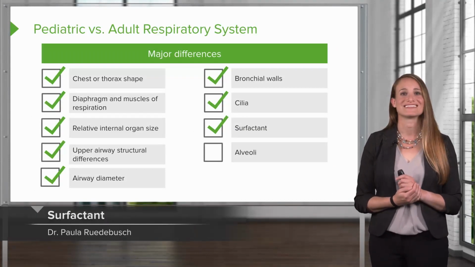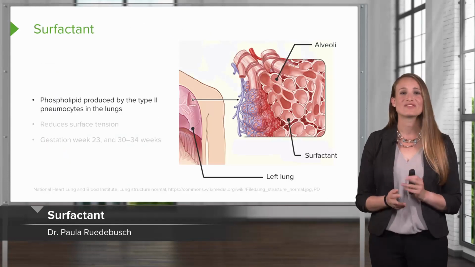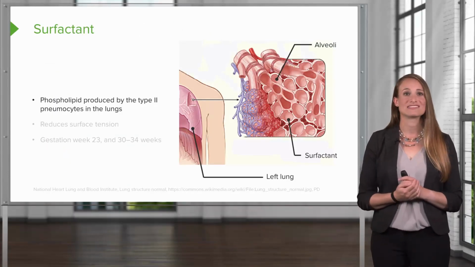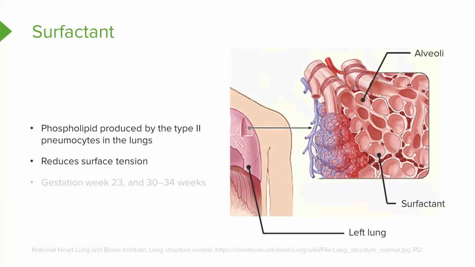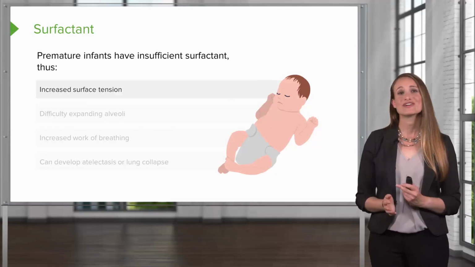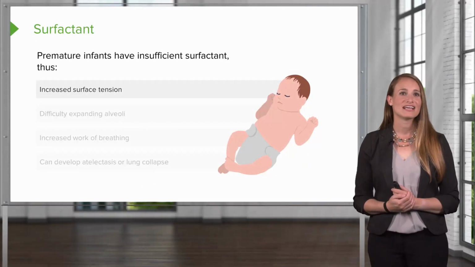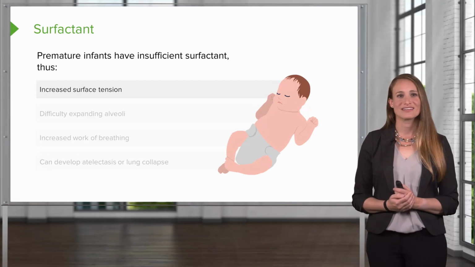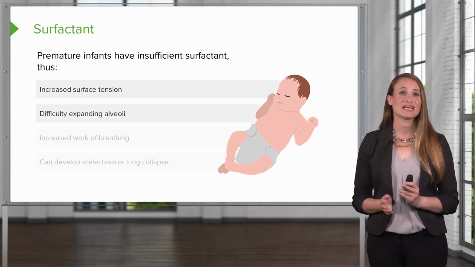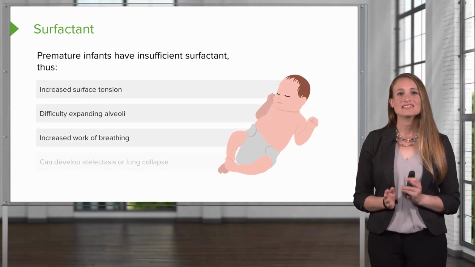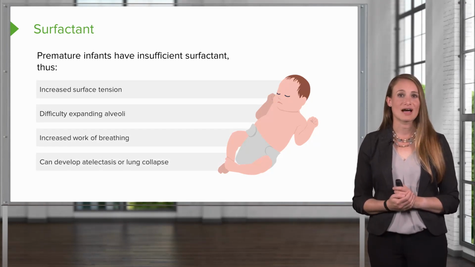Let's talk about surfactant. Surfactant is a phospholipid produced by the type 2 pneumocytes in the lungs. It's going to reduce surface tension and keep the alveoli open. This is formed about 23 weeks of gestation and then again at 30 to 34 weeks. Premature infants have insufficient surfactant. Thus, they have increased surface tension, they have difficulty expanding their alveoli, and this can cause an increased work of breathing, and they can develop atelectasis or lung collapse.